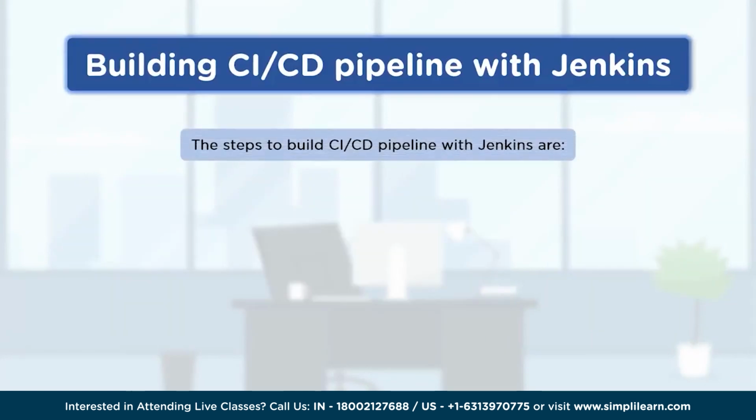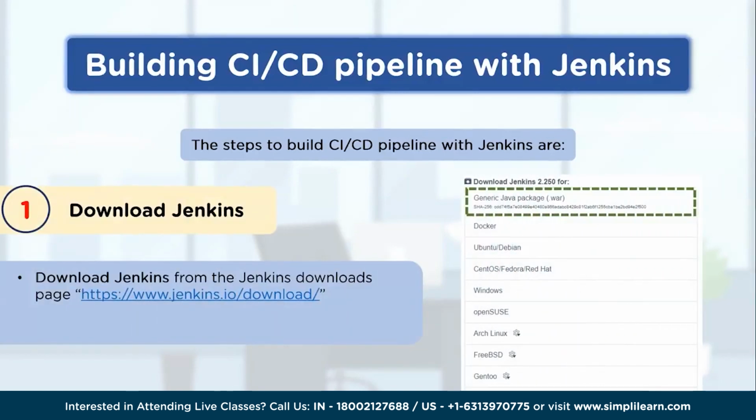Now let's talk about how to build a CI/CD pipeline with Jenkins. First of all, you have to download and install the JDK. After that you can go for the Jenkins download. jenkins.io/download is the official website of Jenkins. The best part is that you have support for different operating systems and platforms: a Java package like a war file, Docker, Ubuntu, Debian, CentOS, Fedora, Red Hat, Windows, openSUSE, FreeBSD, Gentoo, Mac operating system. Whatever kind of artifact, environment or application you want to download, you will be able to do that.